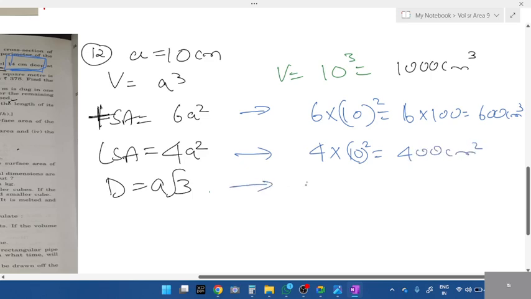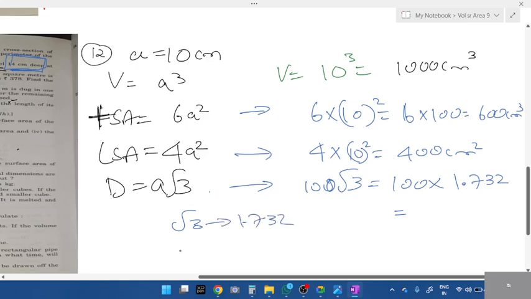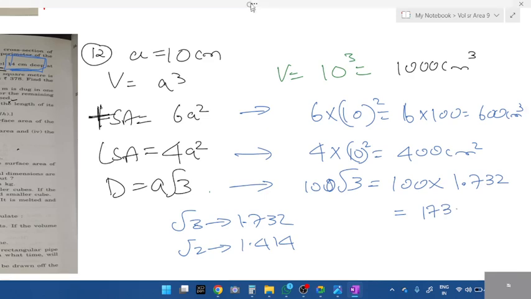Diagonal. 100 root 3. What is the root 3 value, students? 1.732. Right? Remember this. Root 3 is 1.732. Root 2 is 1.414. So the answer is 173.2 centimeters. No, no, sorry. a is 10. a is 10.